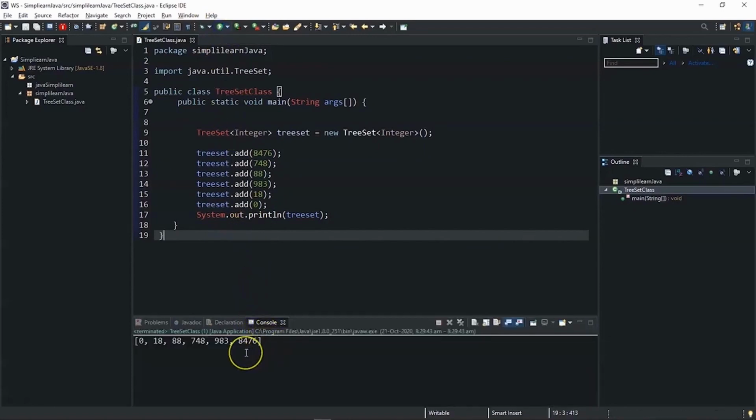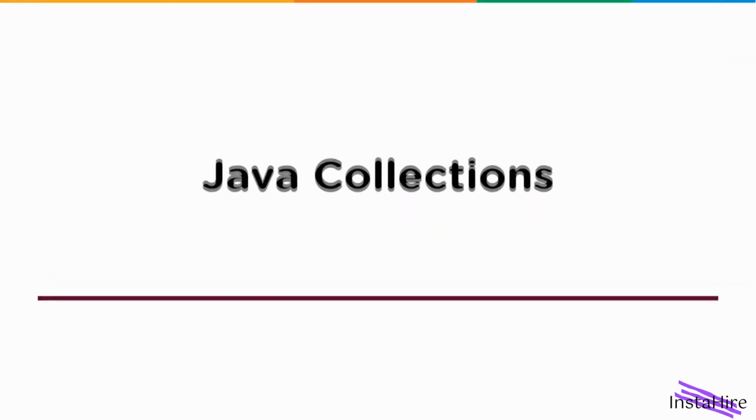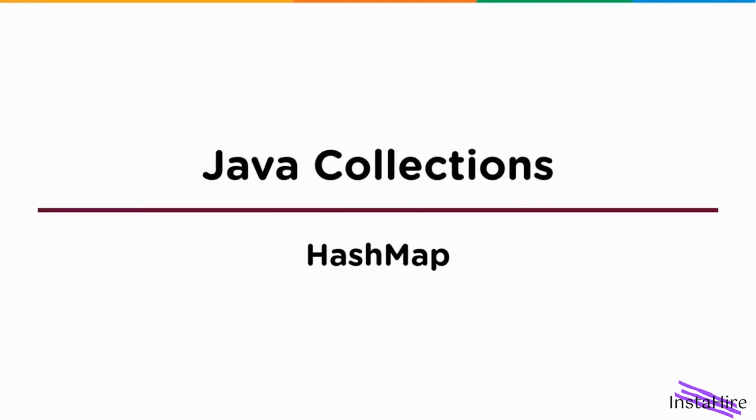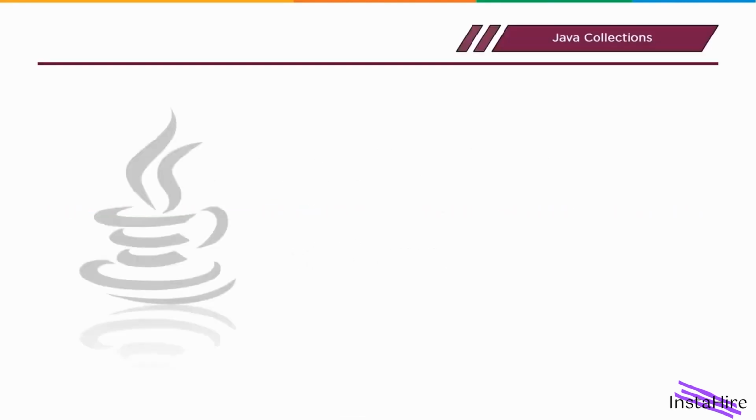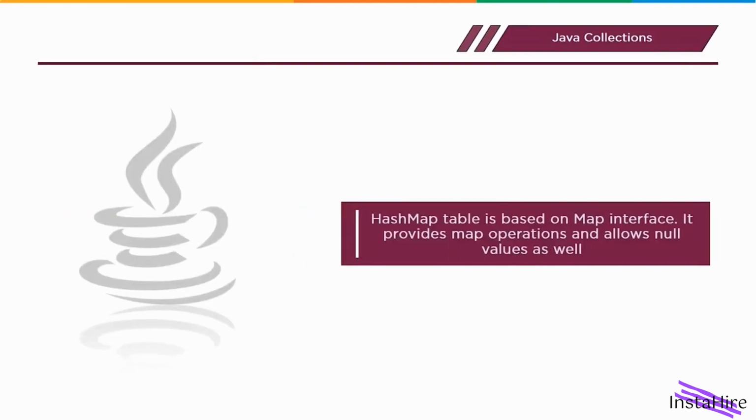There you go, the program got successfully executed, but there is a change in the order of printing. You can see the elements are already sorted from 0 to 8476, which is in ascending order. So sets basically arrange the order of elements by themselves. That happens implicitly. Followed by tree set, another Java collection that we are going to discuss is the hash map. The hash map is based on the map interface. It provides map operations and allows null values as well. To understand hash maps in a much better way, let's try to execute a program.